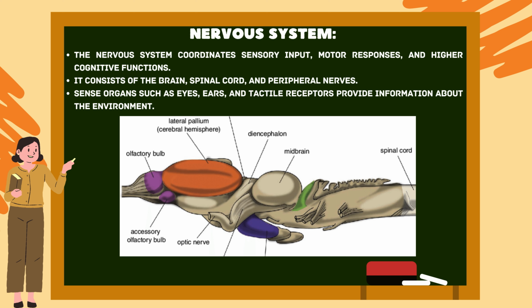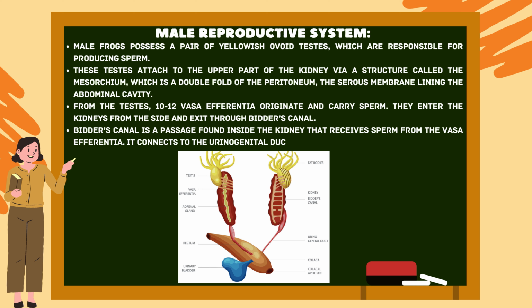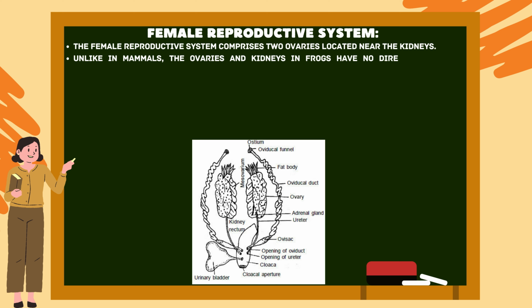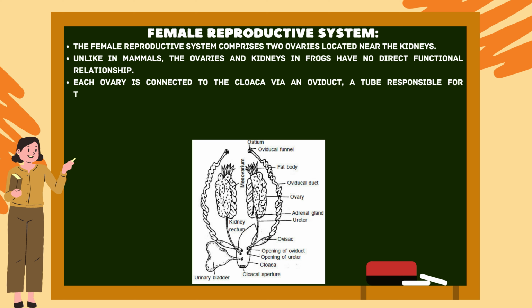Sense organs. Frogs have well-developed sense organs such as eyes for vision, ears for hearing, and tactile receptors on the skin that detect pressure and touch, helping them interact with their surroundings. Reproductive system of frogs. They have a highly specialized reproductive system that ensures the survival of the species. Both male and female frogs have distinct reproductive systems that work together during external fertilization.